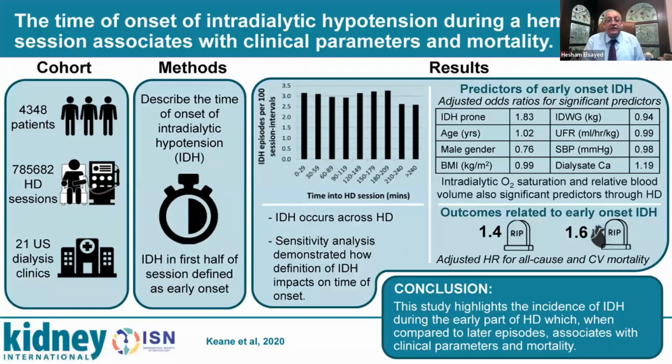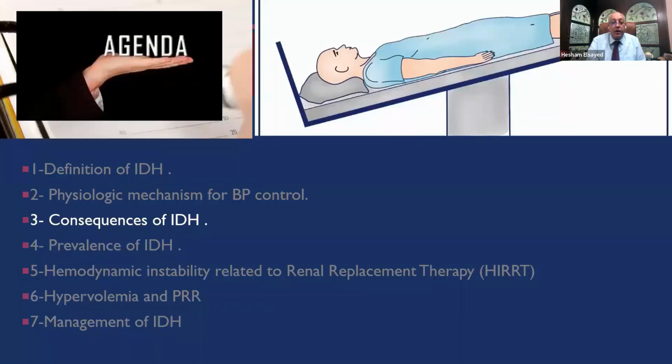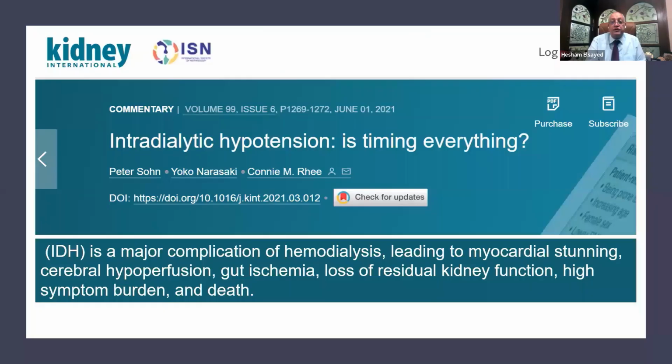A lot of studies on that, including more than 4,000 patients and nearly 750,000 hemodialysis sessions in 21 US dialysis clinics, and they concluded that the incidence of intradialytic hypotension during the early part of hemodialysis, when compared to later episodes, was associated with clinical parameters and mortality. So describe for each patient the time of onset of intradialytic hypotension: in the first half of the session is defined as early onset. What are the consequences of intradialytic hypotension?